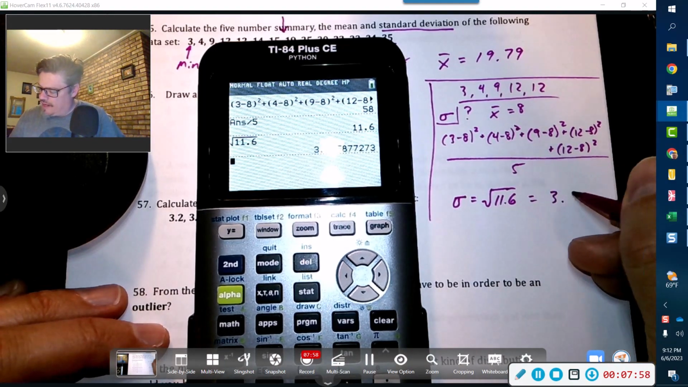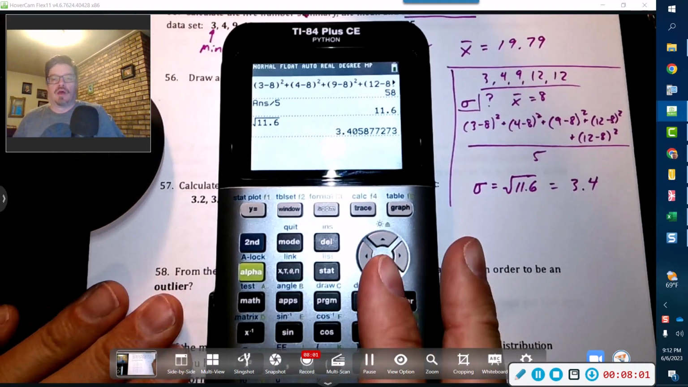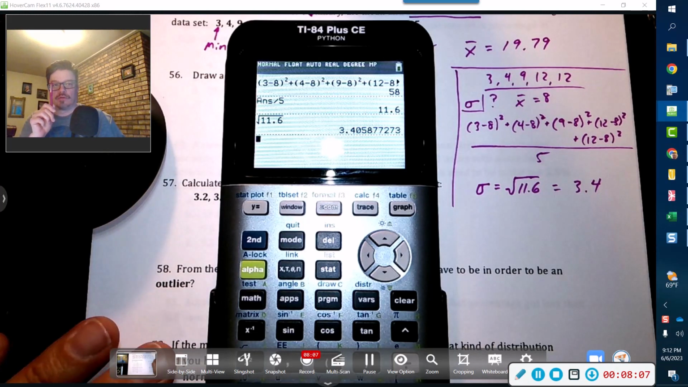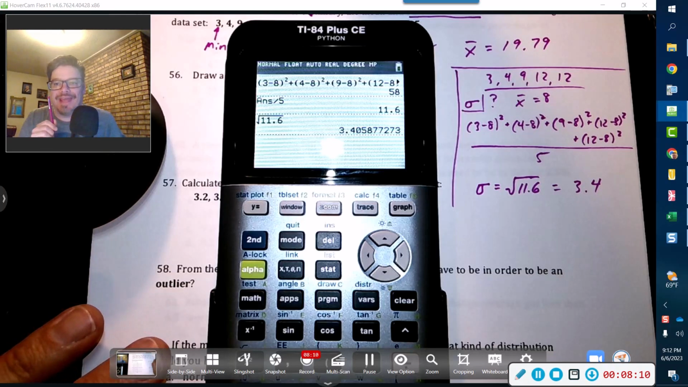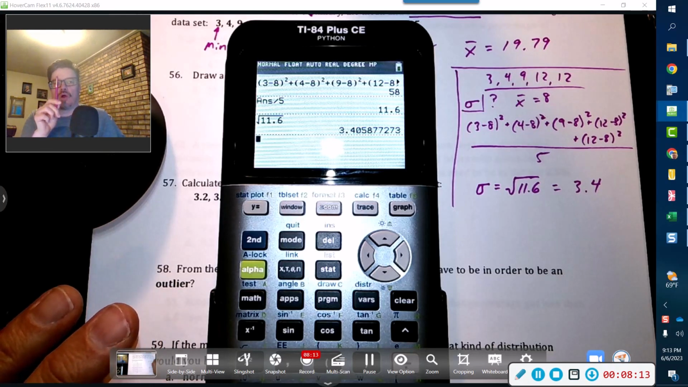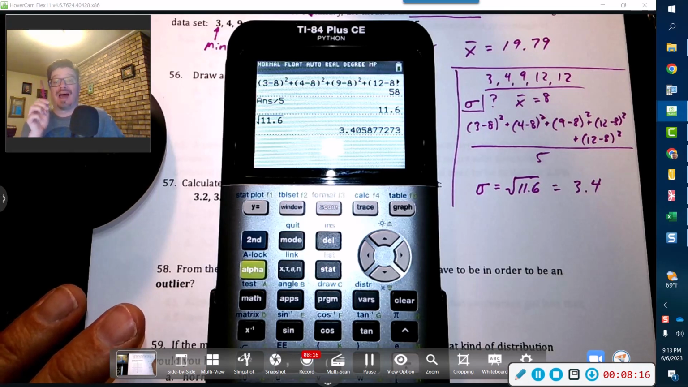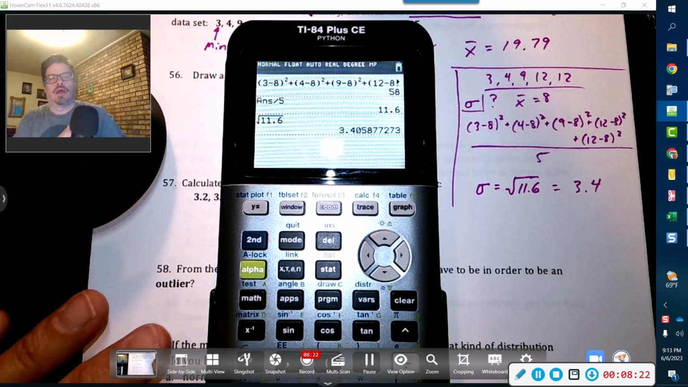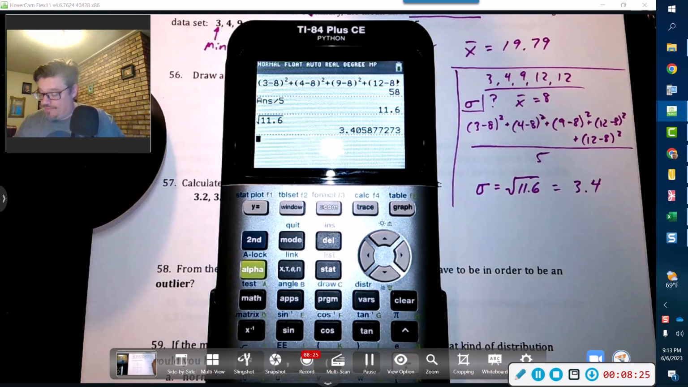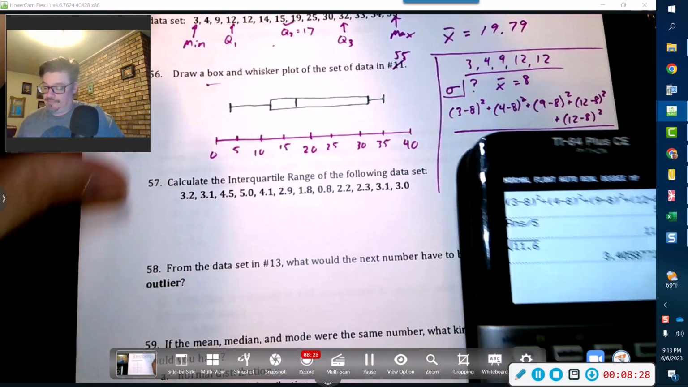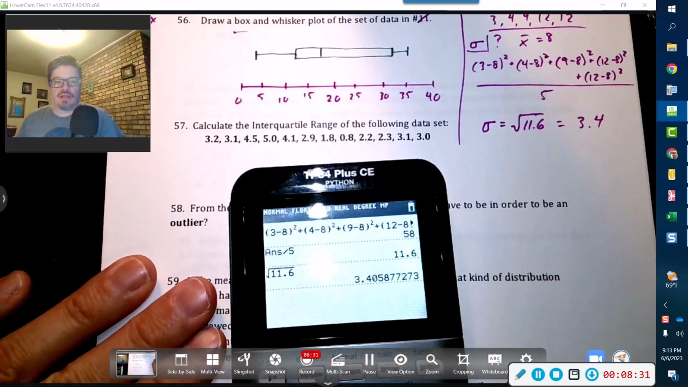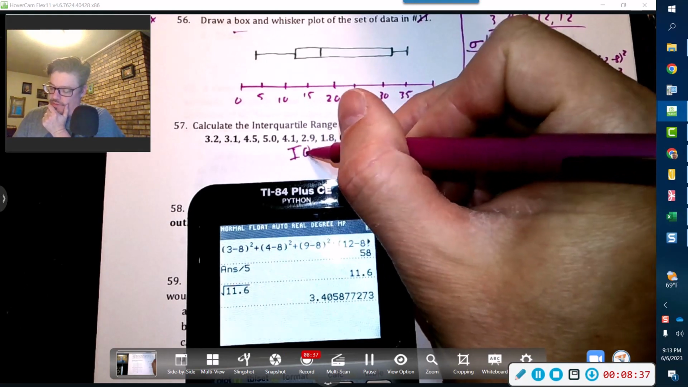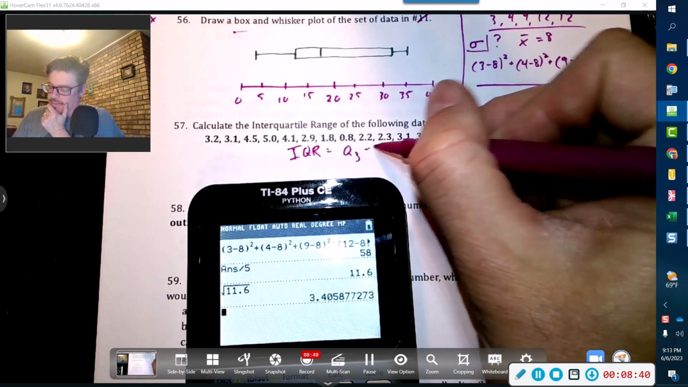We're looking at a variation of about 3.4. Which means that if I go 1 z-score ahead, I'm going to be at 11.4. If I went 1 z-score this way, which is 1 standard deviation, I would be 8 minus 3.4, which would be 4.6. And that means that 68% of my data is in between. Now, that's just the empirical rule, and I'm getting off task here. All right, for the interquartile range, what I need is, IQR is just Q3 minus Q1.